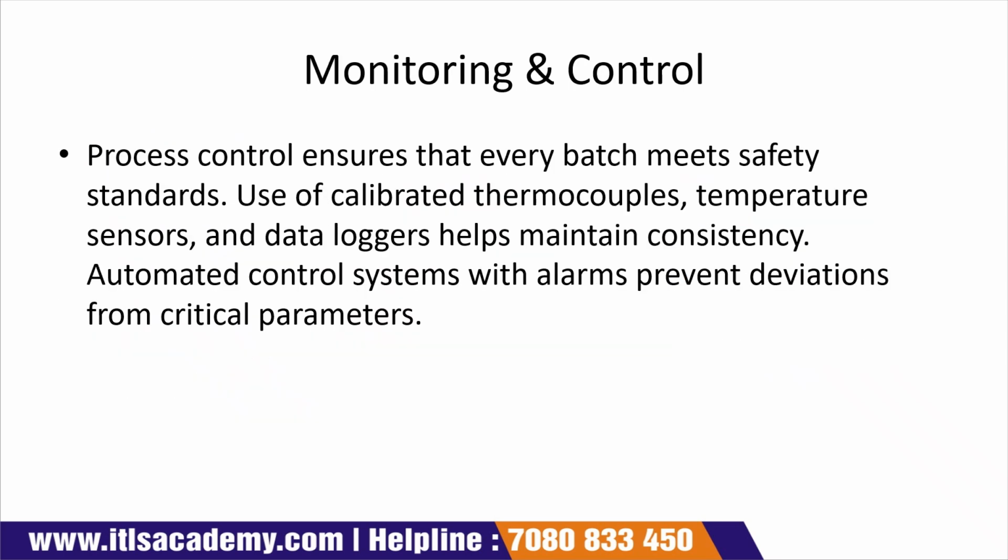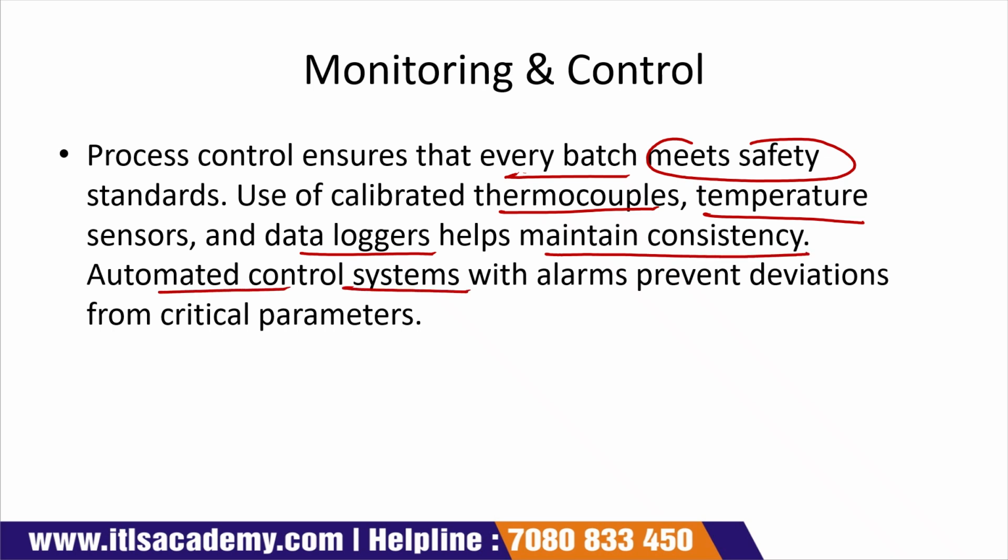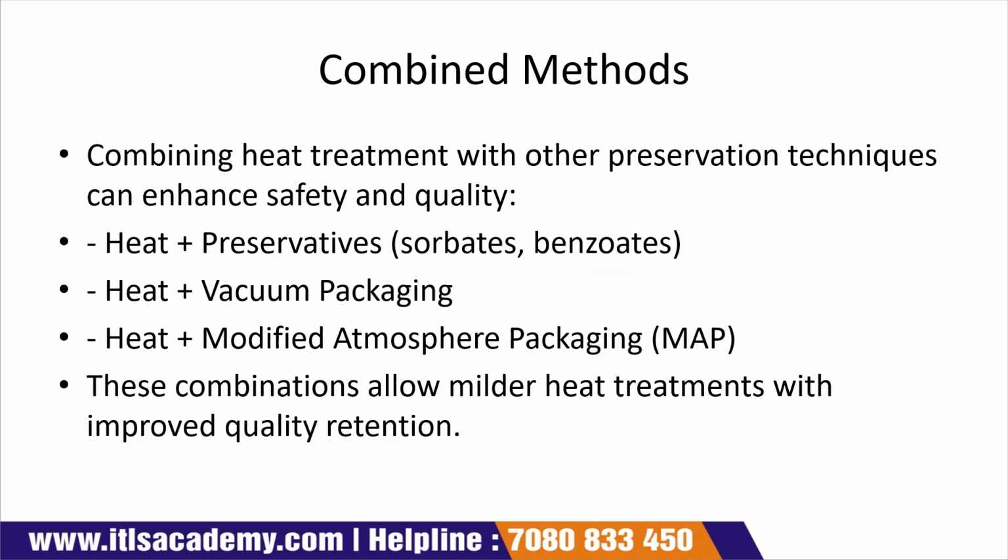Monitoring and control. Process control ensures that every batch meets the safety standard, and calibration of thermocouples, temperature sensors, and data loggers can help to maintain the consistency of the food product. Automated control systems along with alarms can prevent deviation from the critical parameters.